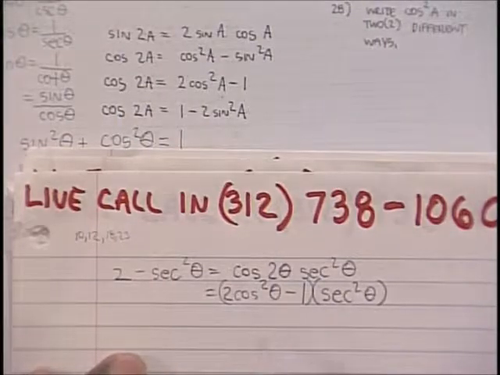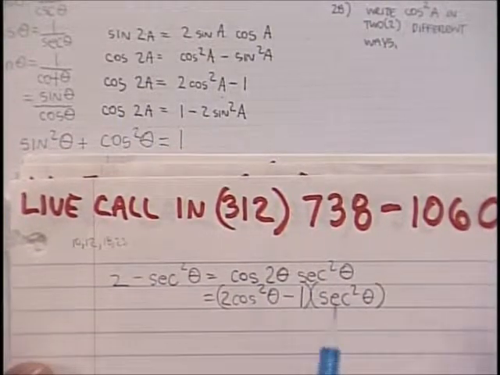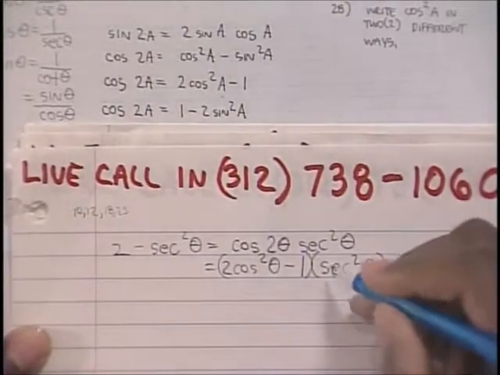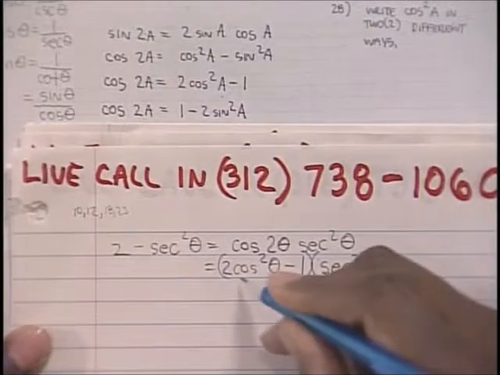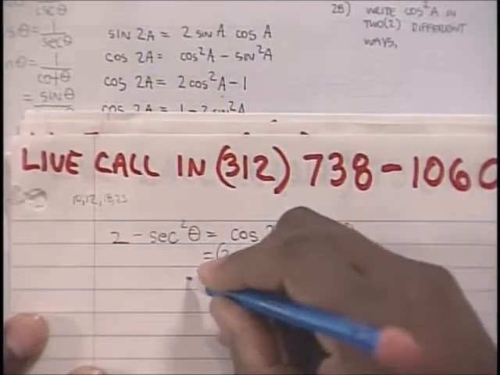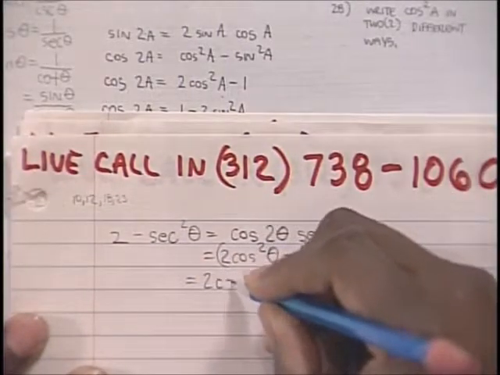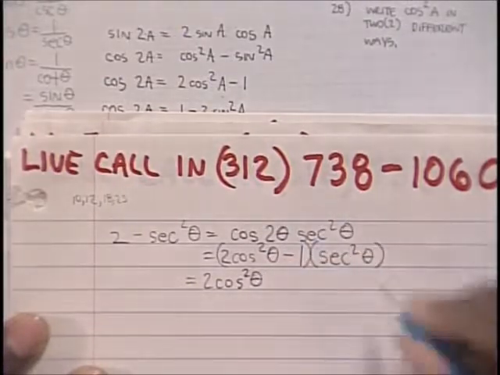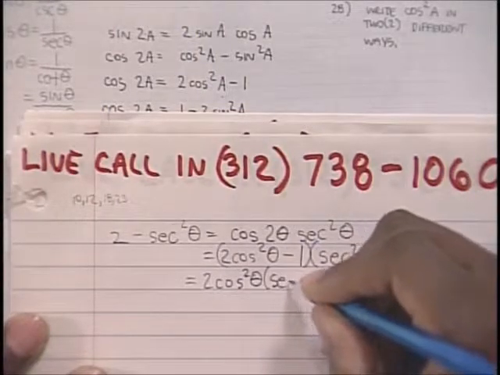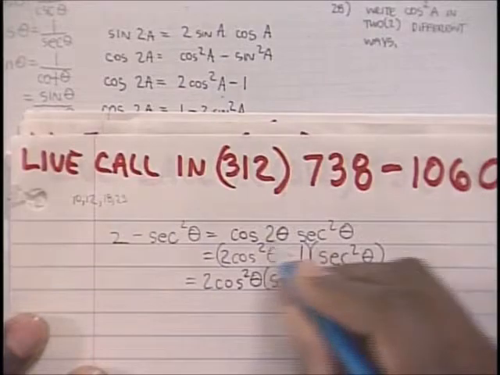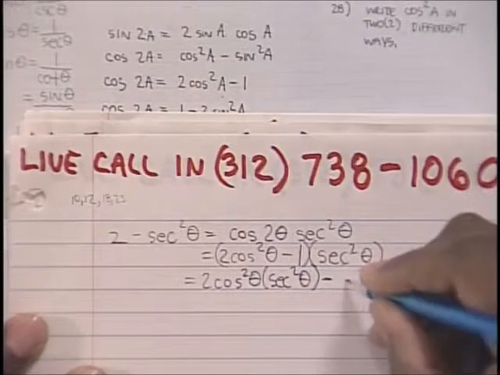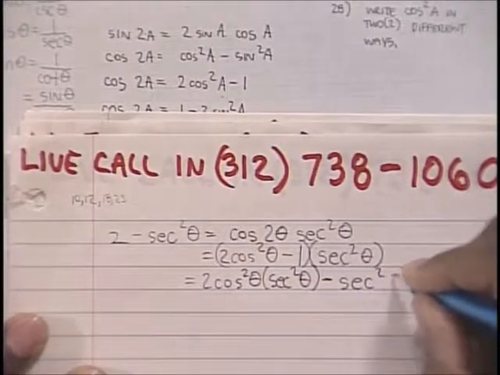Right now, I'll be honest with you, I don't see how we're going to get this to be equal to that. But let's continue going. Let's multiply secant squared times that and secant squared times that, and see what we come up with. So we have 2 cosine squared theta times secant squared theta, minus secant squared theta.